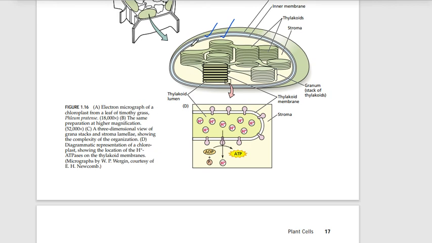Inside the outer covering is called the stroma. The stroma performs many functions, and the dark reactions also take place in the stroma, which we will discuss in plant physiology, the important topic of photosynthesis. That is the chloroplast and the functions it performs.